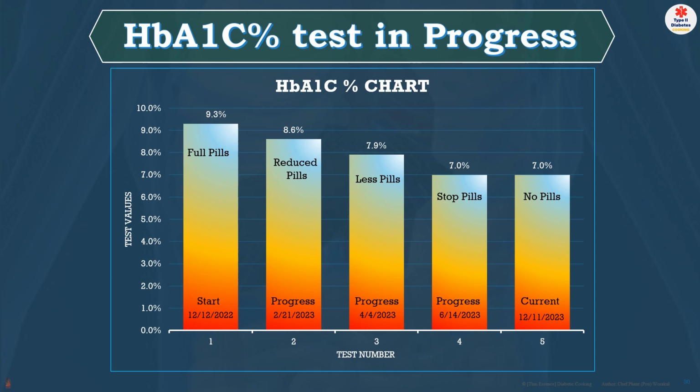So here is the HbA1c test in progress. This is when you have your data and you put it in the Excel, and then you can chart it out and show people what you do, and confirm that this is how the progress test is doing. Okay, when I first started, it was the full pill with 9.3 percent HbA1c.